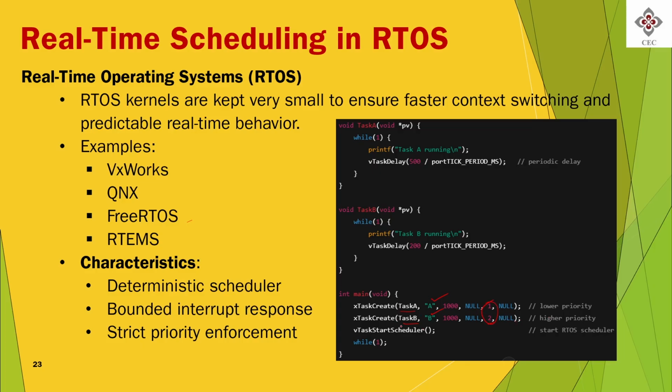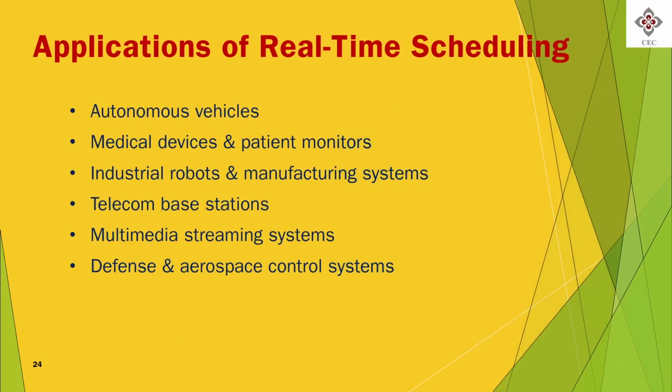So, if you execute this, the scheduler will schedule this one first and this one second. This is how scheduling will be done. So, it is an example for real time operating systems. The applications of real time scheduling are implemented in various real time applications like autonomous vehicles, medicine, industrial robots, where the reactions have to be very fast, and telecom base stations, multimedia streaming systems, and defense and aerospace control systems.